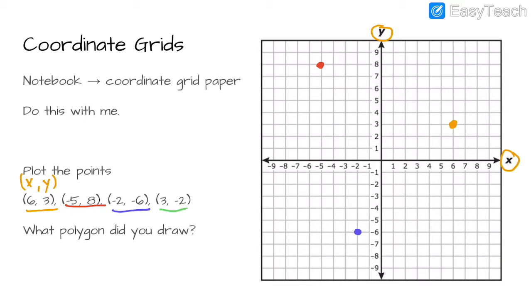And then our last one, we've got 3, negative 2. That's going to go to the right. 1, 2, 3, and negative 2, negative 1, negative 2.